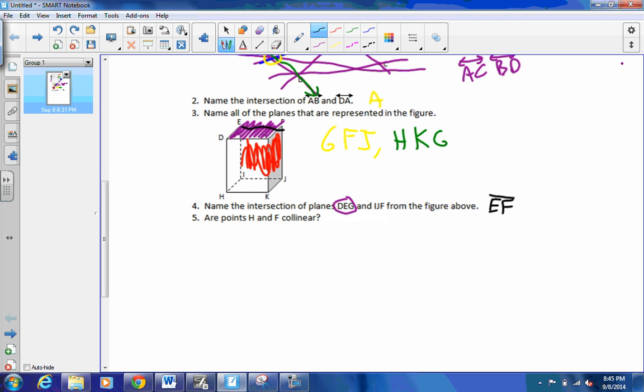And then the last one, are points H and F collinear? You have point H and you have point F. Are they on the same line? I don't think so. They're complete opposites, so I would say no. There's no line, unless you make a diagonal line that goes through, there is no line that they're on together.